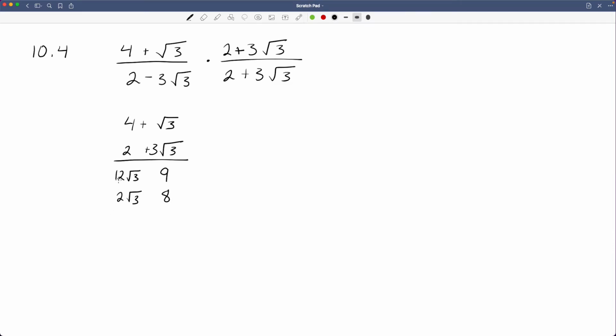So now we have like numbers with like numbers, and we can combine them. So this is going to be 17, and this is going to be 14 times the square root of 3. And we're going to write that in standard format. That is going to be 17 plus 14 times the square root of 3. That's our numerator. Now we repeat the process for our denominator. We write the first number here, second number here.